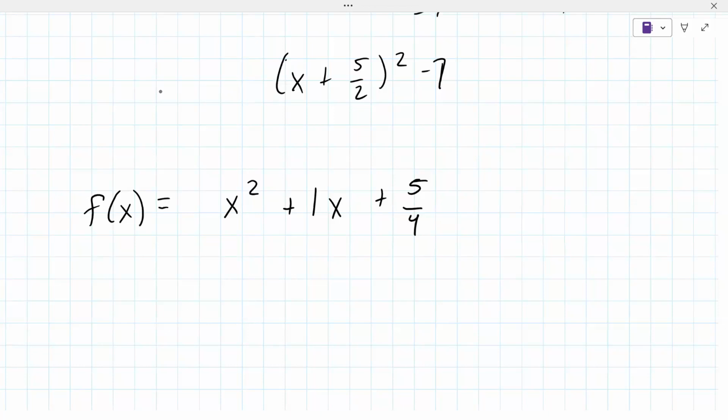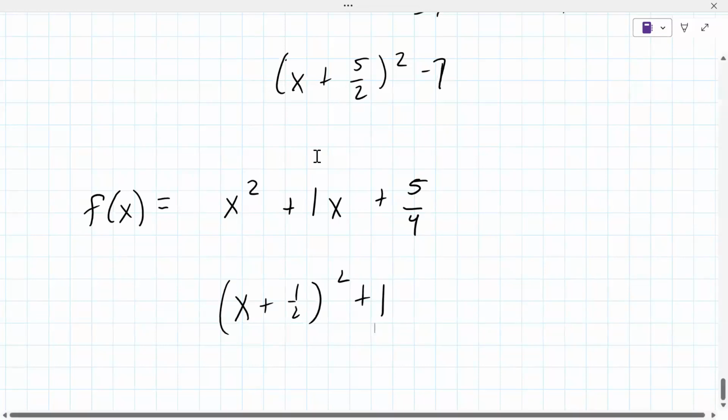All right, I got f of x equals x plus 1/2 squared plus 1. That's very good. Okay. But you're maybe gonna see something with a fraction. Okay, that's one of the oddities.